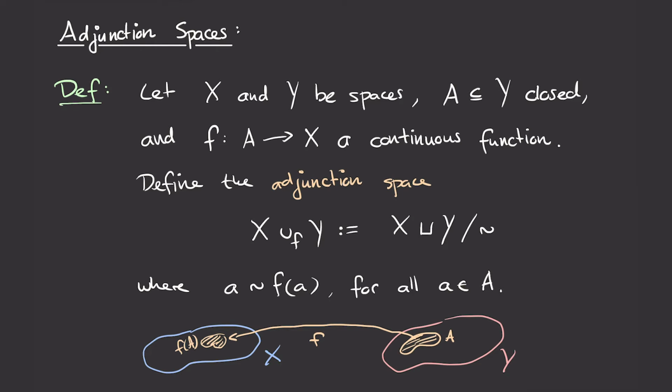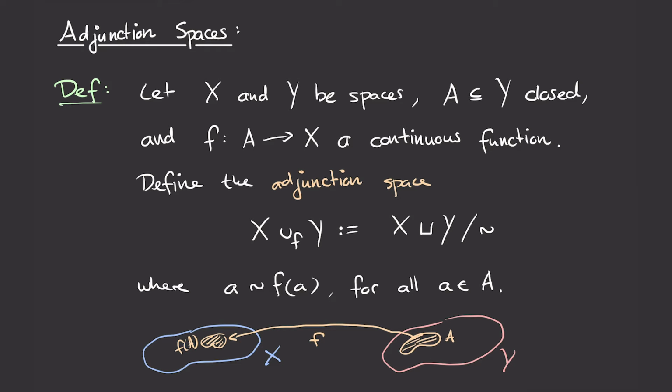Now, the definition of adjunction space is telling us that first we need to take the disjoint union between X and Y, which basically just corresponds to placing the spaces X and Y next to each other. So we've already done this in this drawing, so X and Y are just sitting next to each other. But then we also quotient out by an equivalence relation that is defined by this continuous map f.